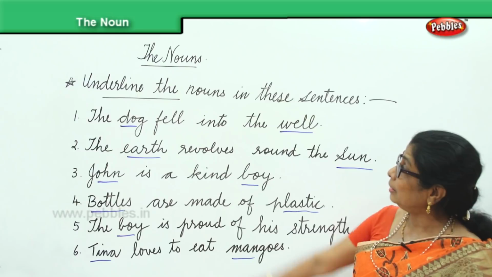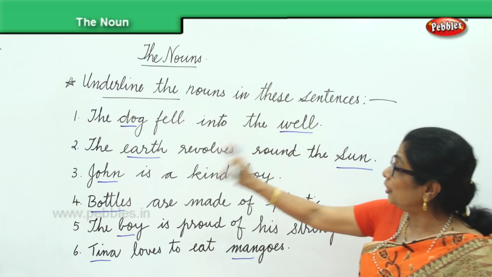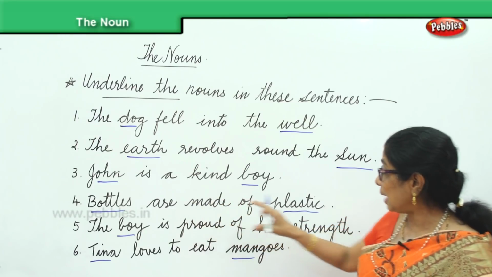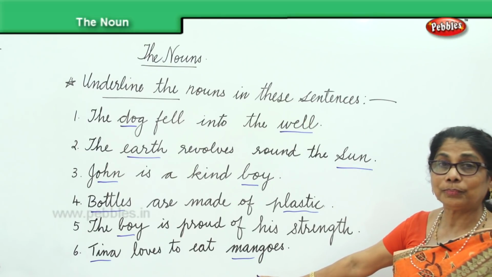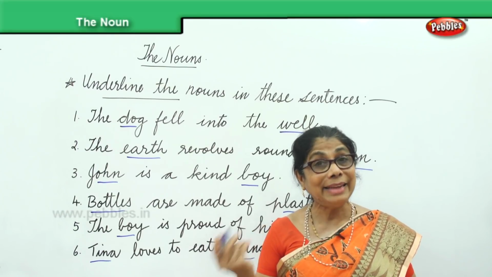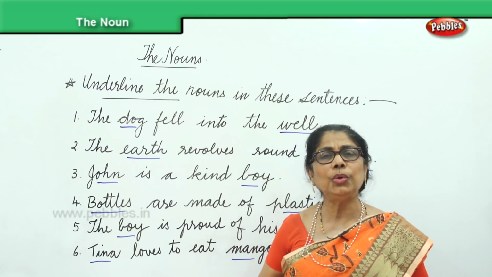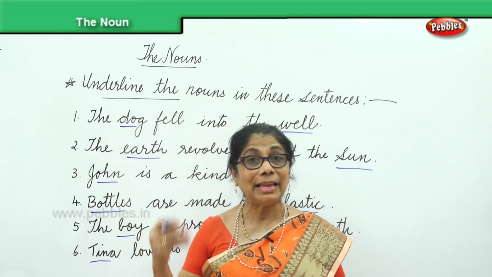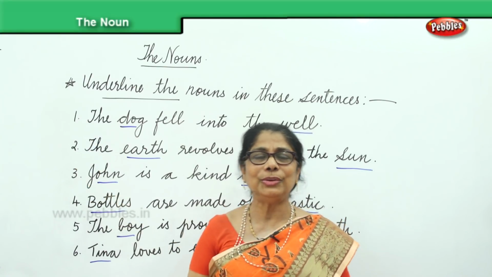Now look at all the 6 sentences. We have underlined all the nouns in the sentence. The boy and the well. The earth and the sun. John and boy. Bottles and plastic. Boy, Tina and mango. So we have learned now to pick out nouns, identify nouns, recognize noun in any sentence that you get. Doing a lot of exercise will help you to practice. At random, you must say, this is the noun. Anything that names noun. So you're very good. You did the exercise well.